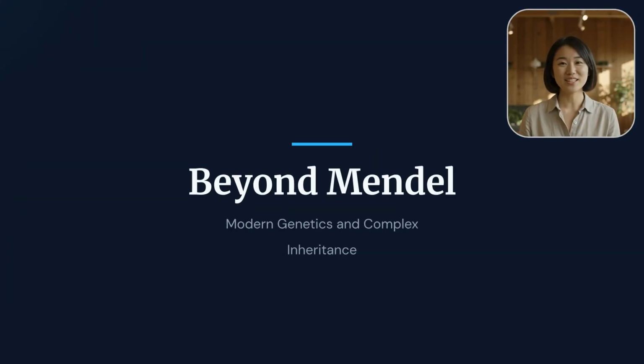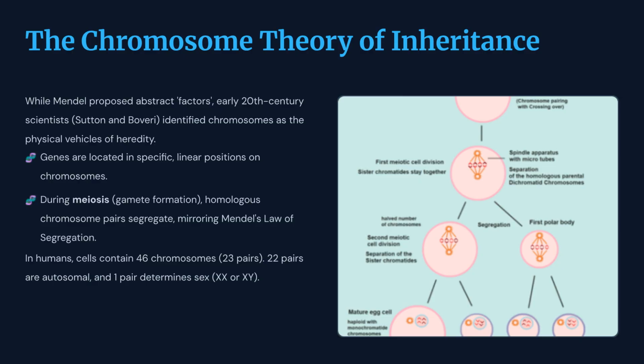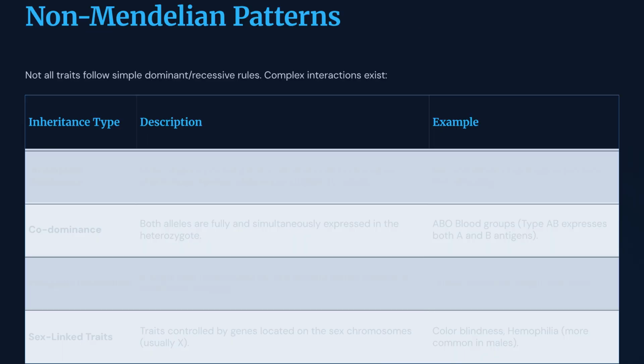While Mendel's work is foundational, science has evolved to include more complex inheritance patterns. Let's look beyond basic Mendelian rules. Scientists later identified chromosomes as the physical carriers of heredity. We now know that genes are located in specific positions on these structures, and the process of meiosis explains the segregation Mendel observed.